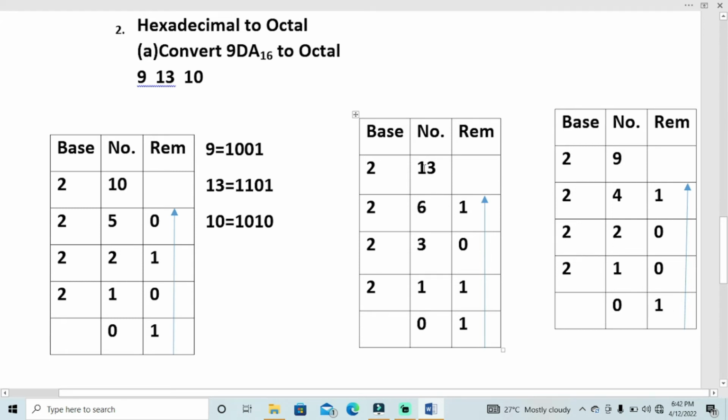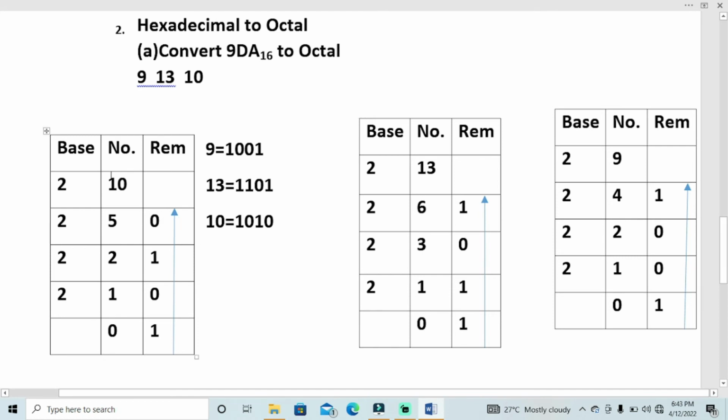Then for 13 we're gonna have 2 into 13, which will give us 6 remainder 1, and then 2 into 6 will give us 3 remainder 0, and then 2 into 3 will give us 1 remainder 1, and then 2 into 1 will give us 0 remainder 1.